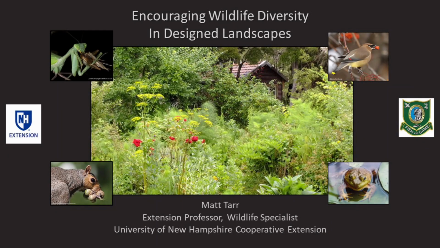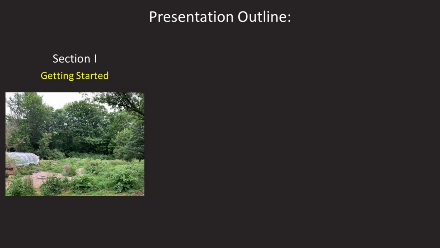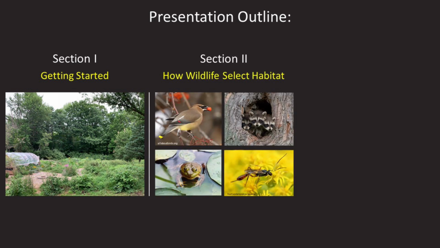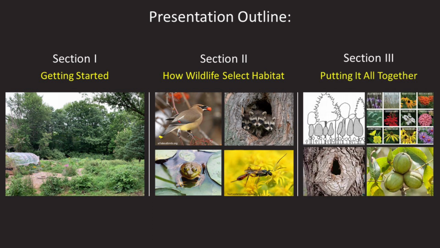Encouraging wildlife diversity in designed landscapes. This presentation is about 35 minutes and it's organized into three sections. In section one, I introduce why we would want to encourage a diversity of wildlife species on our property and provide some important considerations. Section two is the heart of the presentation that explains how wildlife select their habitat and use specific habitat elements. And in section three, I provide specific suggestions for how to put it all together to design a landscape that functions ecologically.